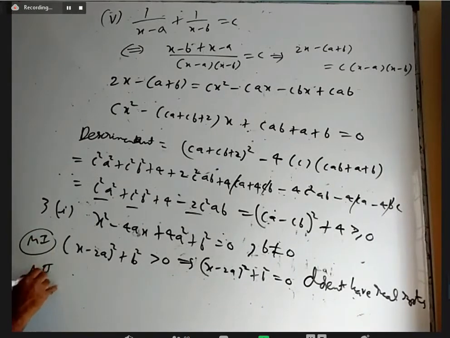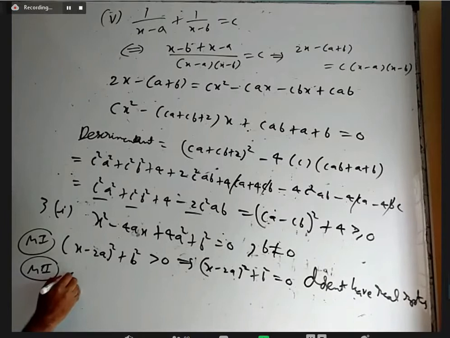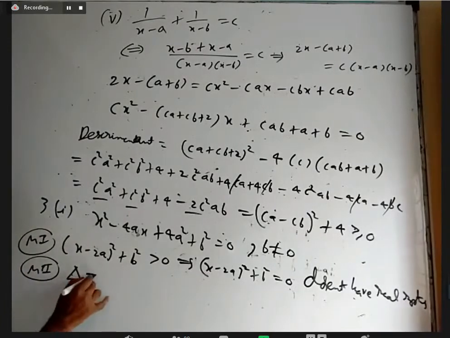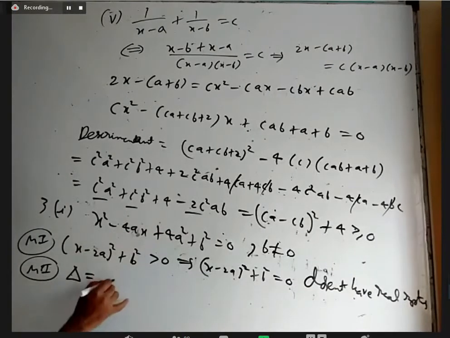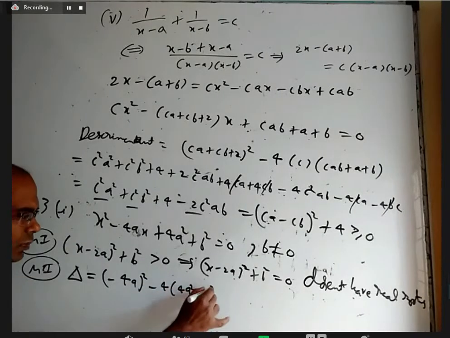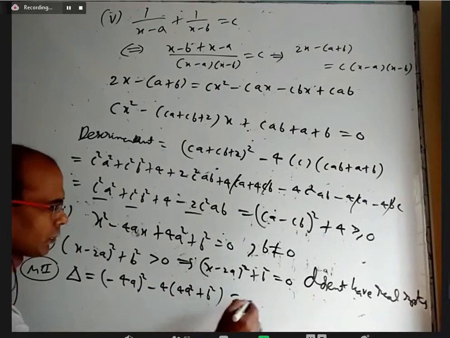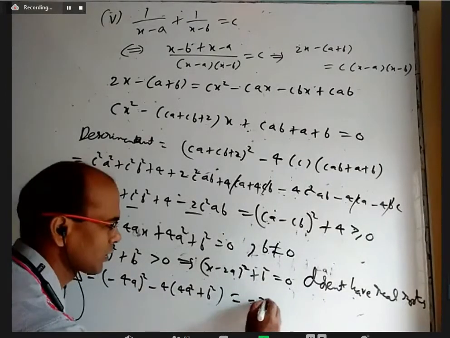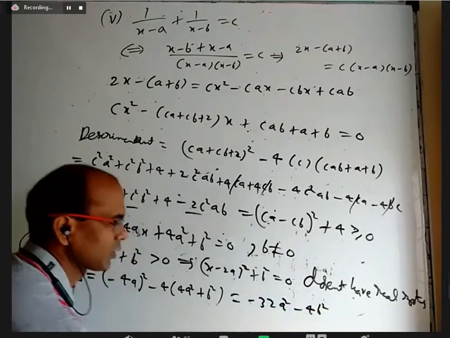Method 2, you can find the discriminant. Generally, the discriminant is represented with delta. So the discriminant delta is b square minus 4ac, which is minus 4a whole square minus 4 into (4a square plus b square). Which is very simple: 16a square minus 16a square minus 32a square minus 4b square.